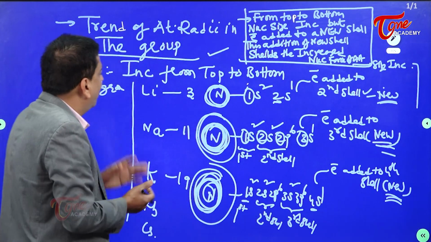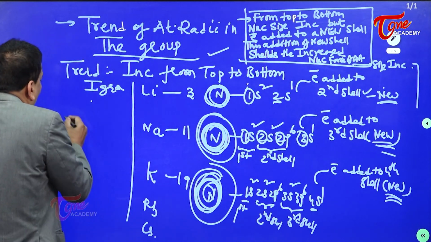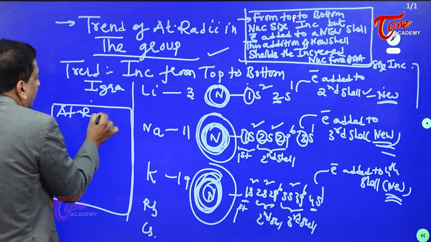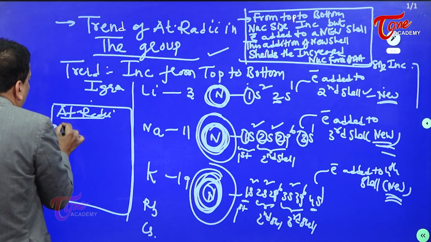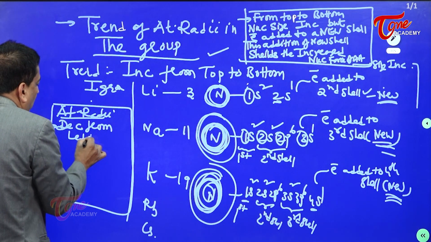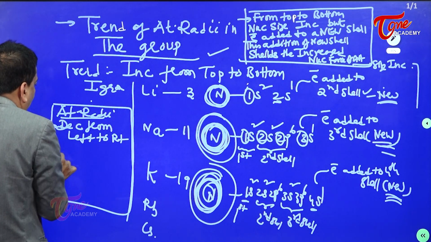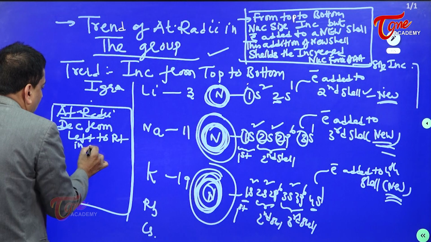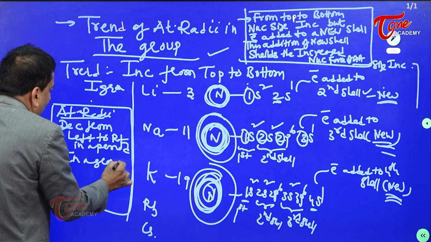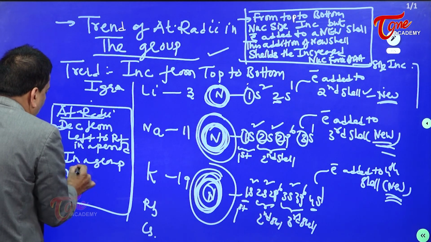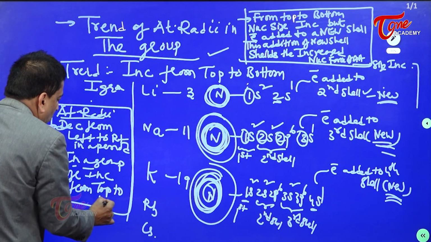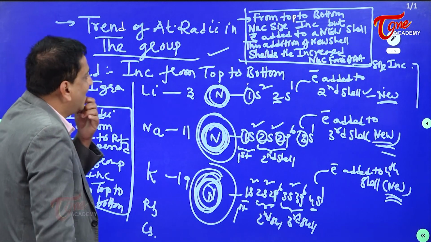So what is the trend? The trends are simple. What is the trend we are discussing? Atomic radii. It decreases from left to right in a period. And in a group, size increases from top to bottom. You must understand this, right?